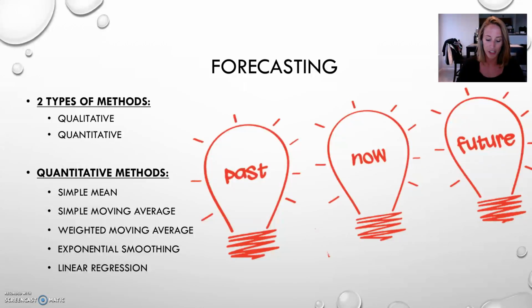The simple moving average uses an average of a specified number of the most recent observations, and each observation receives the same weight. In contrast to that, the weighted moving average uses the average of a specified number of the most recent observations, but each observation receives a different weight. Exponential smoothing uses the weighted average with weights declining exponentially as the data gets older. And lastly, linear regression uses data to identify the relationship between one dependent variable and one or more independent variables.